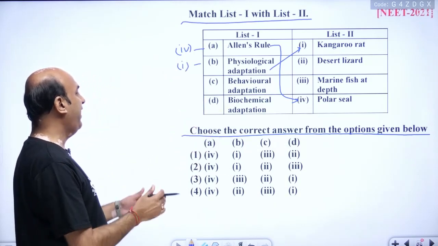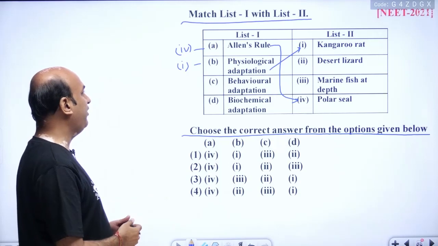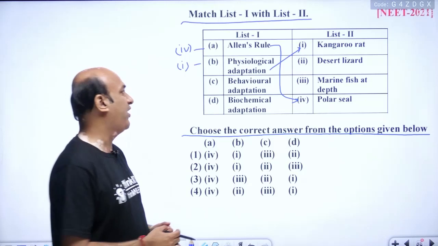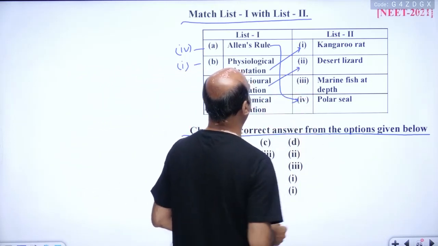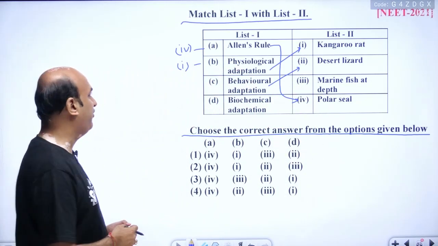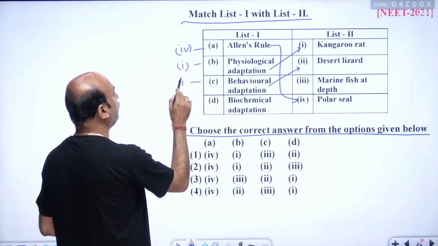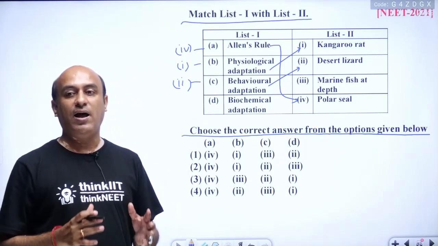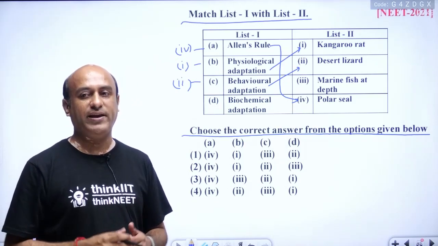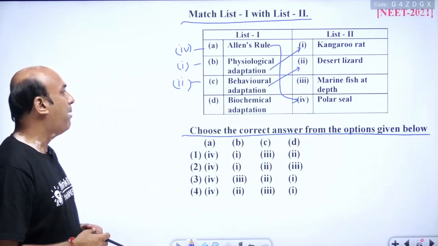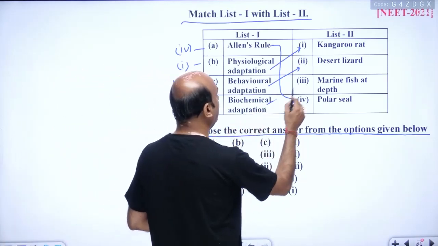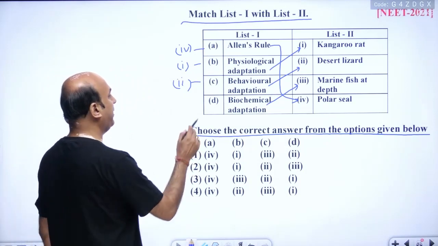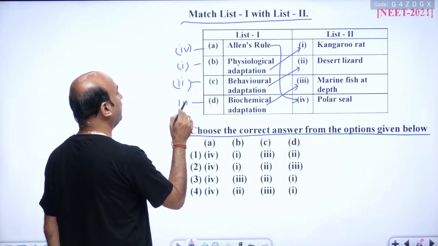Now, behavioral adaptation. We know that the behavioral adaptation is seen in the desert lizard. So here desert lizard is an example of the behavioral adaptation. That means C is matching with 2. Now D, biochemical adaptation. We know that some marine fishes should belong to the example of the biochemical adaptation. So student, here marine fish at depth should represent the example of the biochemical adaptation. That means D is matching with 3.